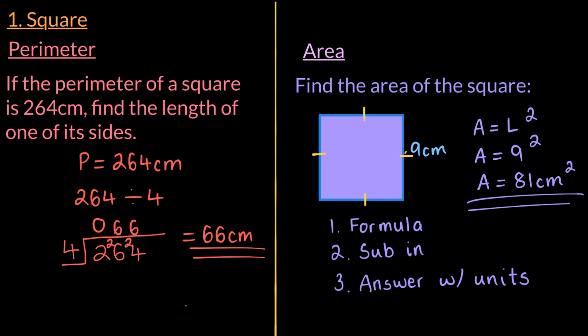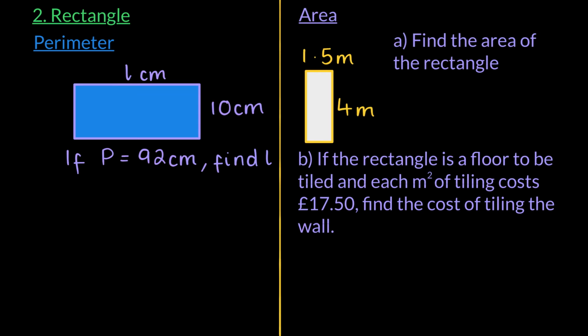So every answer has to have units. The second set of questions relate to the perimeter and area of a rectangle, so not too dissimilar to the square that we've just looked at. The first one tells us that if the perimeter of this rectangle is 92 centimetres, we're being asked to find L, so we're being asked to find this missing length up here.